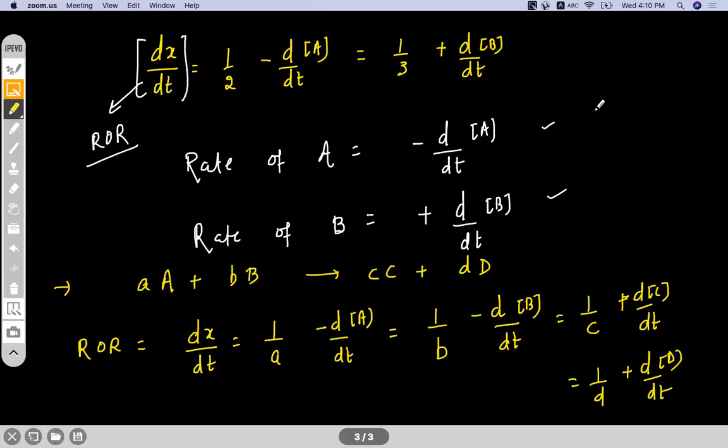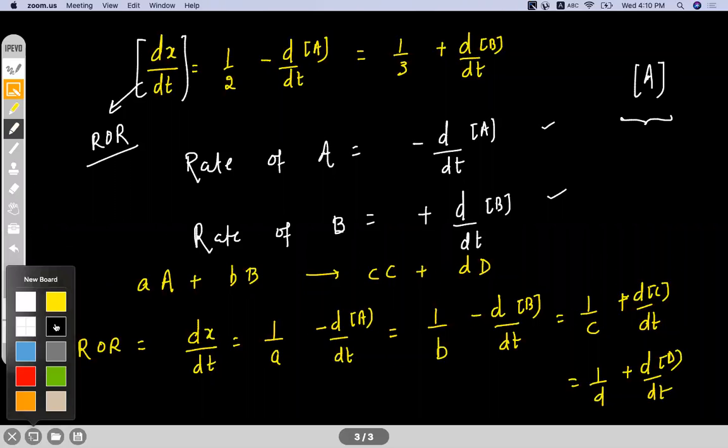One last thing: in this chapter, whenever I write A in square brackets, the square bracket means the concentration of A. So this term itself means the concentration of A we are talking about. Okay, so this is what we had talked about last class till here. Now you see a few questions on this.